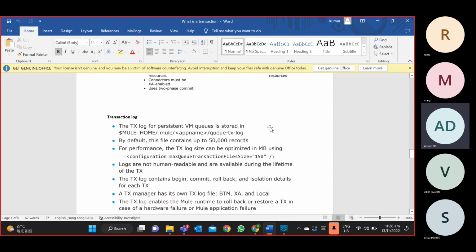Okay, now coming to this transaction log. You will be able to see the transaction log inside this Mule home. Then in Mule, you need to go to the application name, and there will be one log file, the transaction log. Let me see if I can check. No, I don't have a local server, so I will not be able to, but in this particular location, you will be able to see the transaction log status.